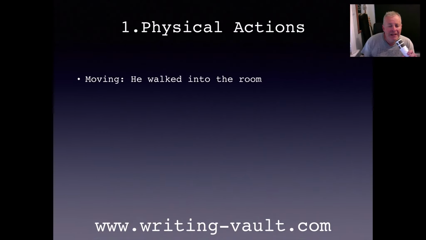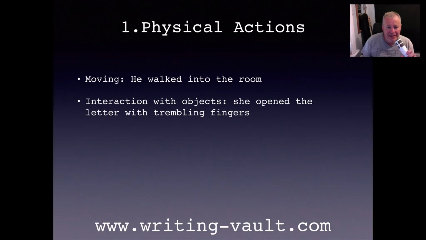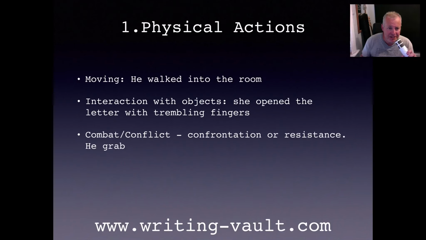So moving, if you described a character as walking into a room, that's the action for that sentence. Interacting with objects. You could describe an action by saying, she opened the letter with trembling fingers. So not only do you get a physical action, which is opening the letter, you also get an implication as to the character's mental state with the trembling fingers. Obviously, that would depend on the context around the scene.